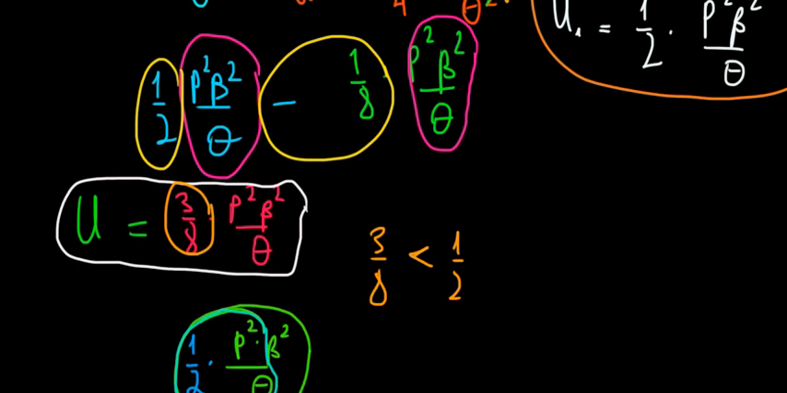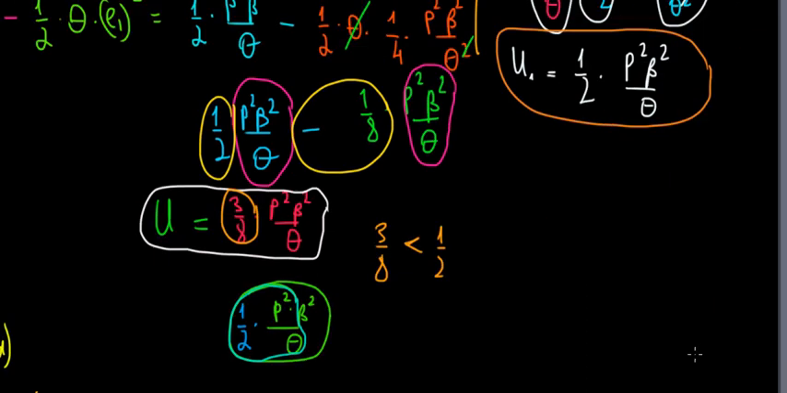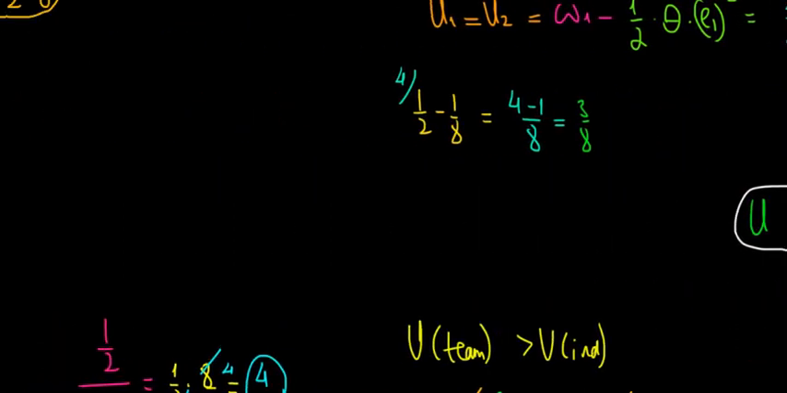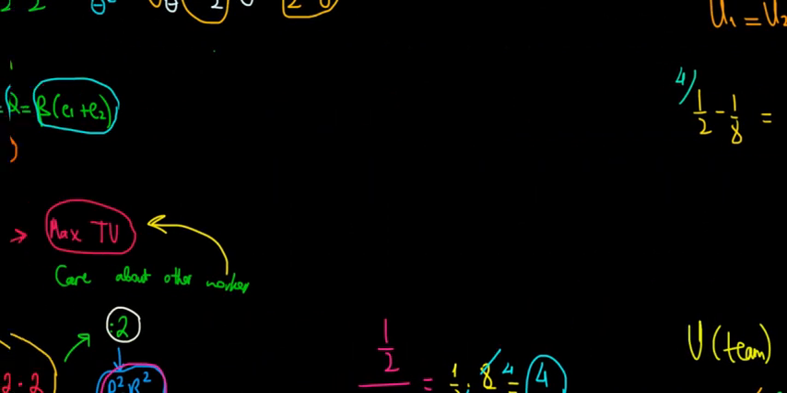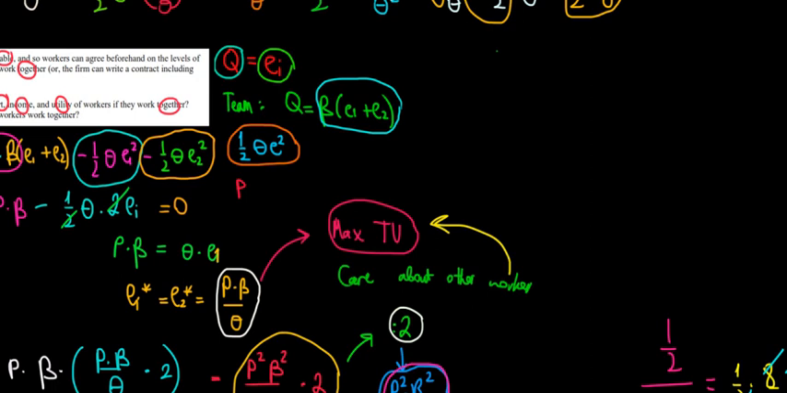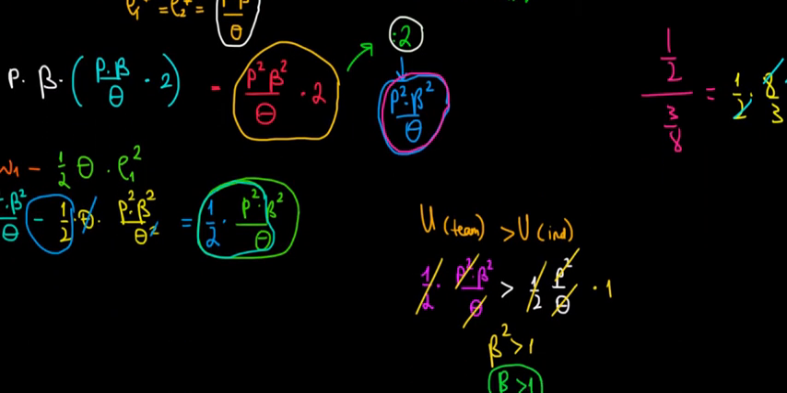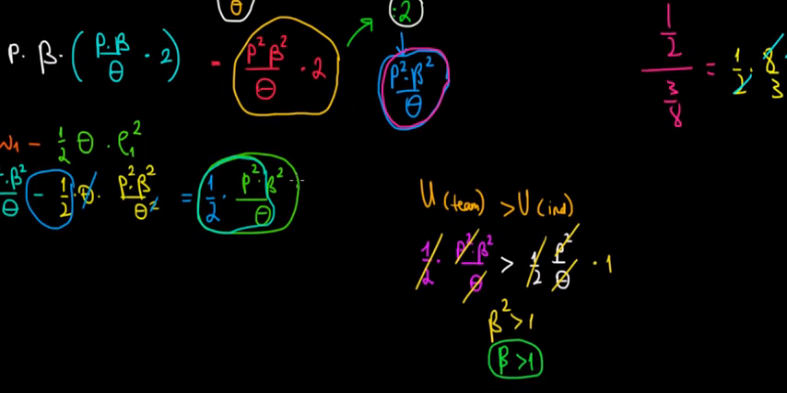This is what we compare with. Let me just zoom out to see everything. Yes. This we compare this to. You see, this was 3/8 times that term, P square beta square over theta. This is a half. A half is bigger than 3/8. So the utility is bigger now. And this is the same utility as we had in part B. Check this over here. The utility in part B, where they maximized team utility, used to be also 1/2 P square beta square over theta. Same result that we get.